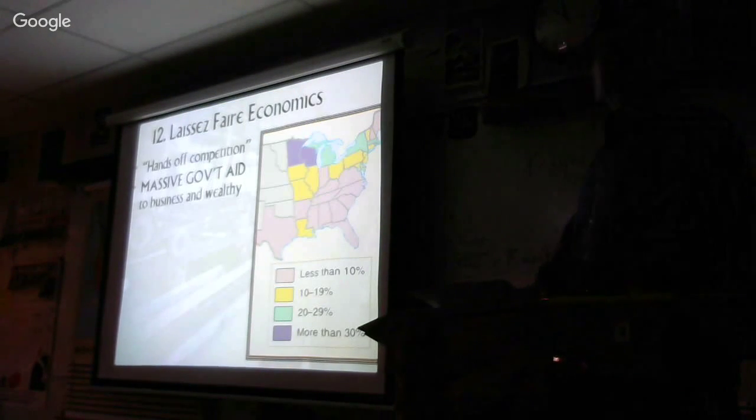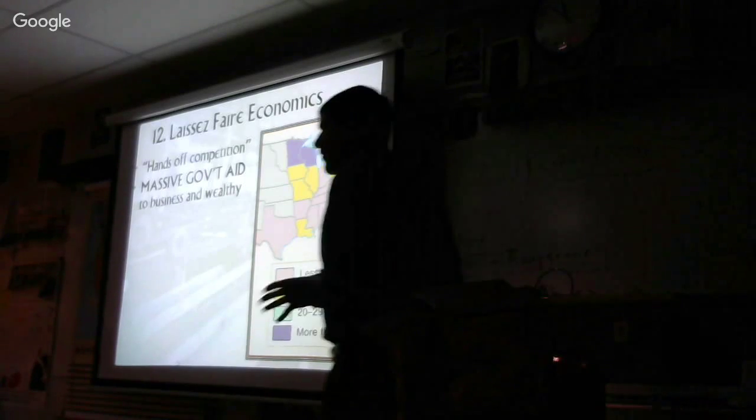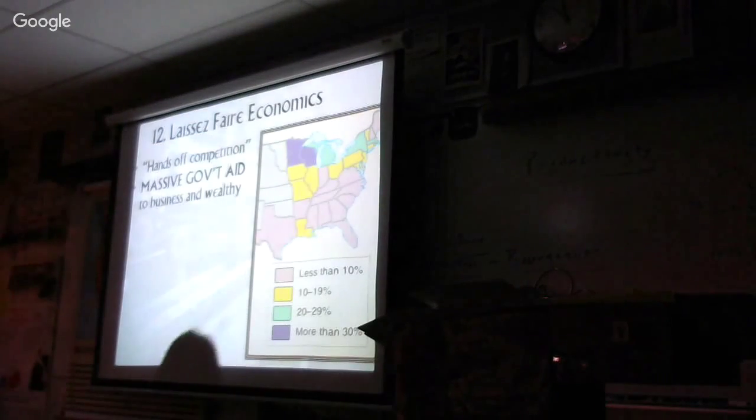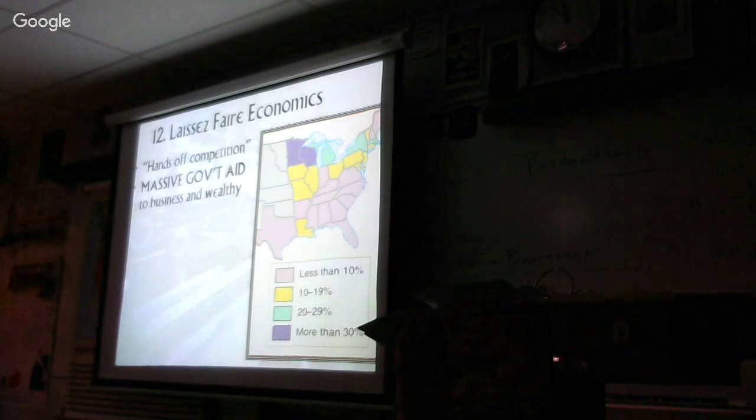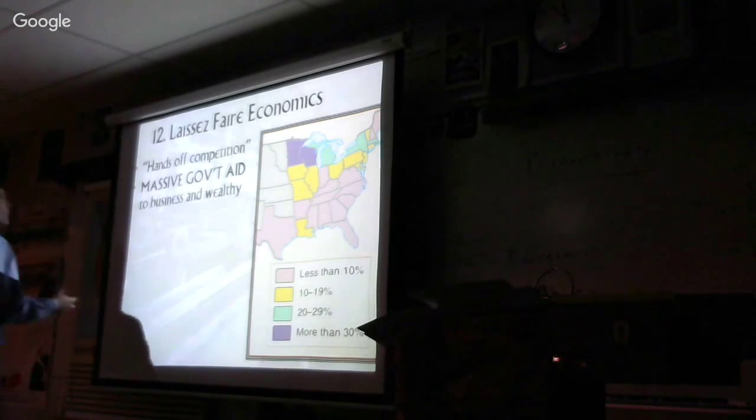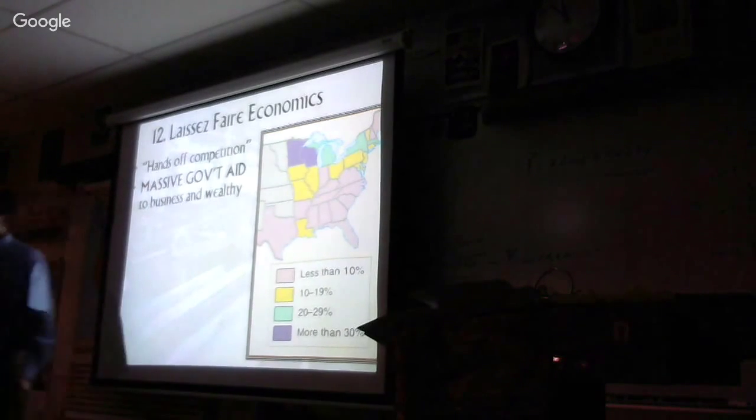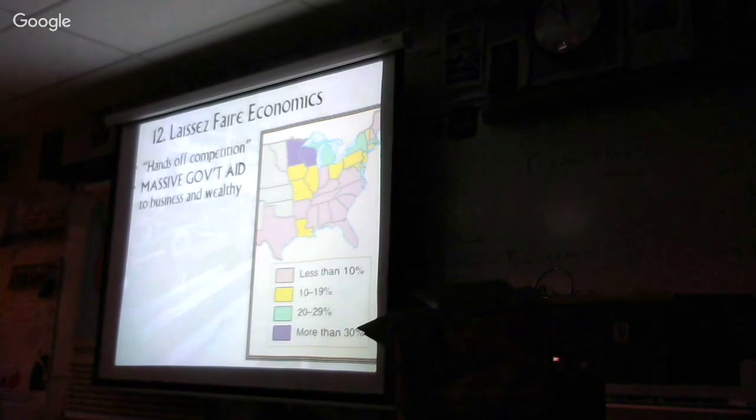All right, so 12, laissez-faire economics. Laissez-faire economics then became this idea that developed in early capitalism. And this is government policy. And government policy was twofold. Hands off of competition. So let competitors do whatever they want to compete. And that means, remember what I told you, aggressively cut costs. But at the same time, massive government aid for business. And that's going to include virtually paying no taxes and having patents. I'll talk more about that later.